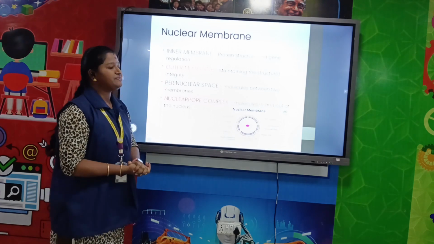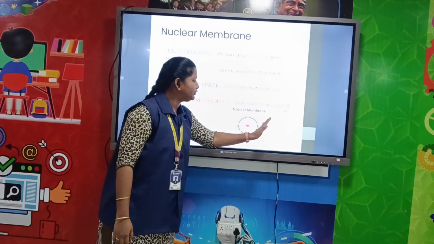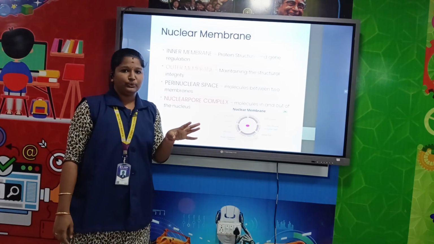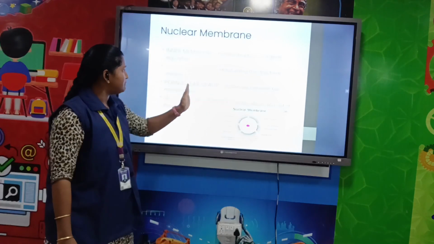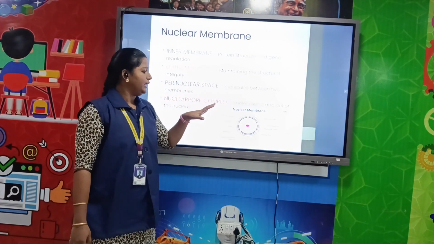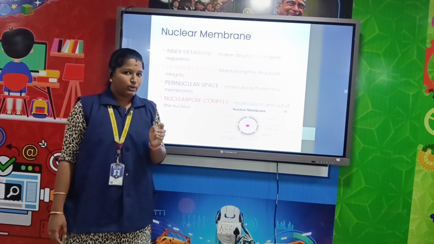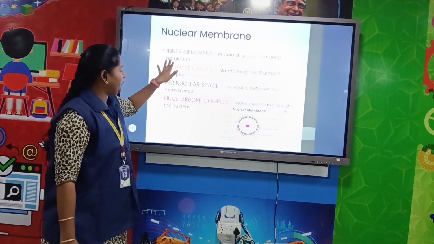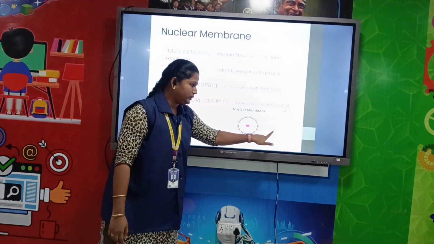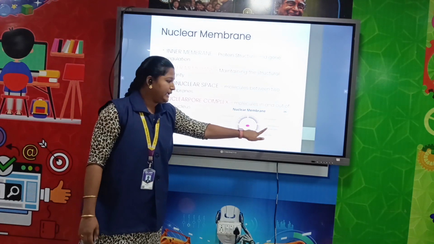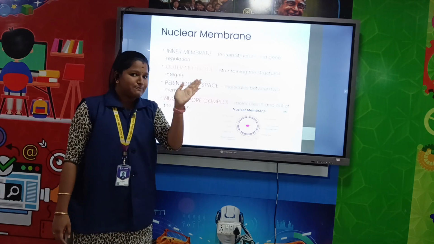First we are going to see about the nuclear membrane. The outer membrane helps to maintain the structure of the nucleus. Without the outer membrane, no molecules can go. With the outer membrane, they maintain the structural support. Whereas the inner membrane, all your proteins as well as the genes, water molecules, ions, everything will be transported into the inner membrane. The orange color is the outer membrane and the violet region is the inner membrane. In between the outer membrane and the inner membrane, there is a space.